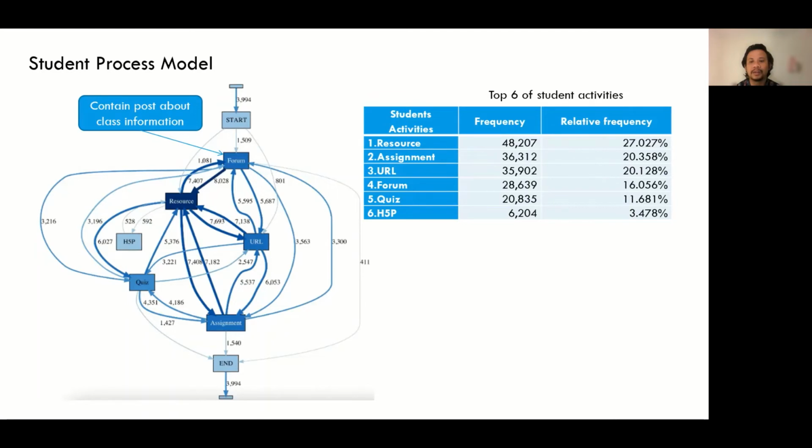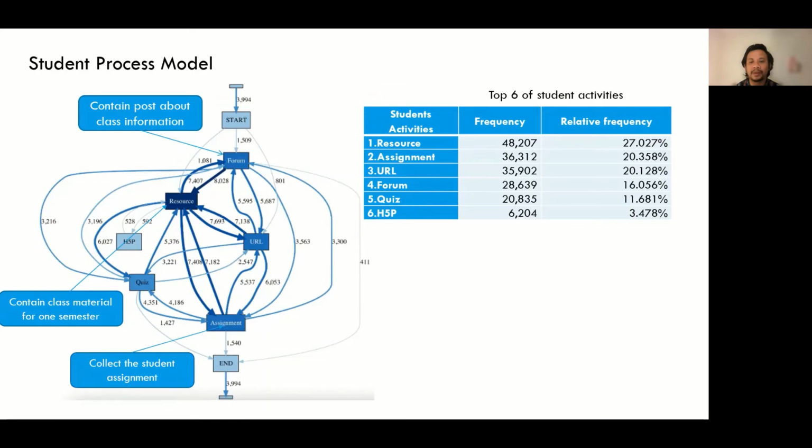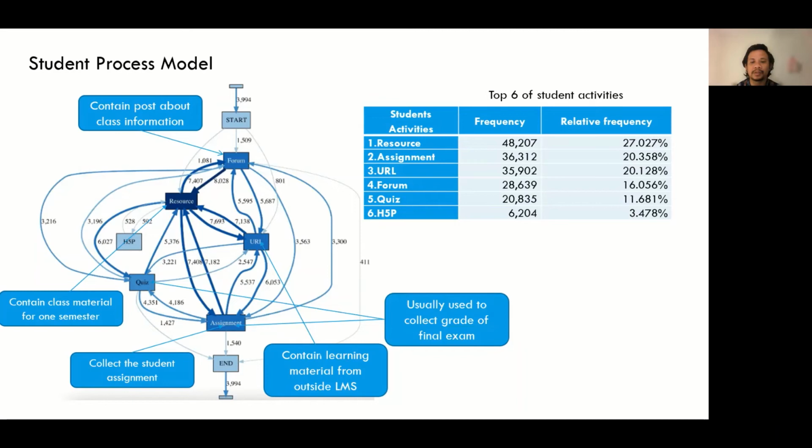The learning material students access most is resource. Resource contains lecture slides, book files, and other course material that students can use in one semester. The second most popular activity is assignment. Assignment is used to collect student homework and to take tests or exams. The URL is the third most popular activity. URL usually contains a conference link or learning material from outside the LMS. At the end of the semester, there are quizzes or assignments that students did. Quiz and assignment are usually used to collect the grade of the final exam for the semester.